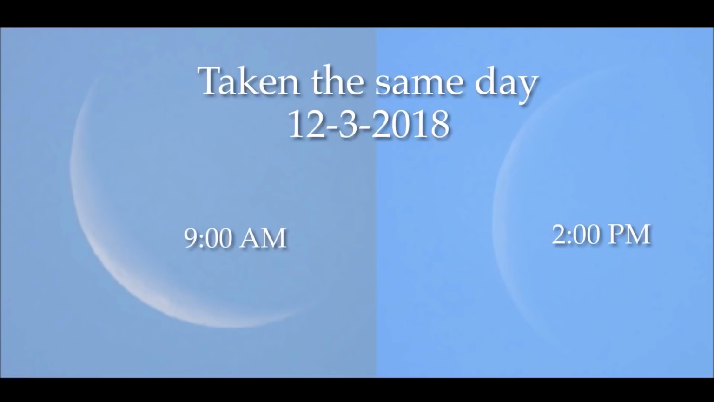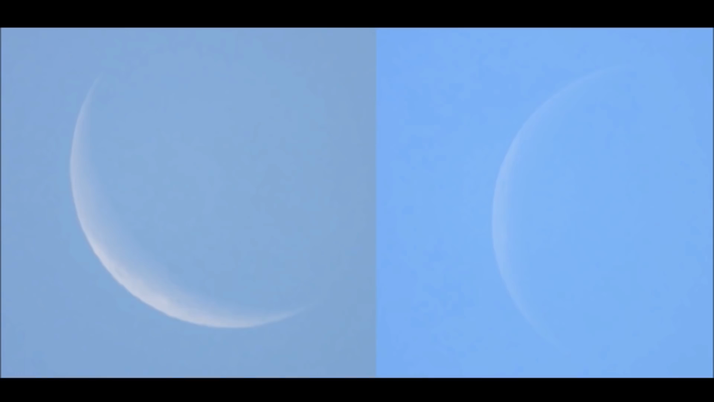Here's another set of photos that I took in December of 2018. And look how much that's rotated in the same day. This happens on a regular basis. It's quite an angle shift. I can see some of the craters on it, and they went right along with that highlight.